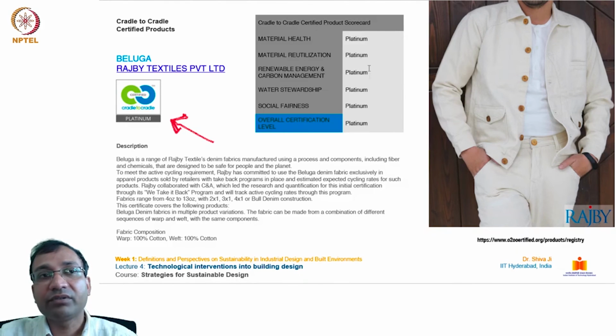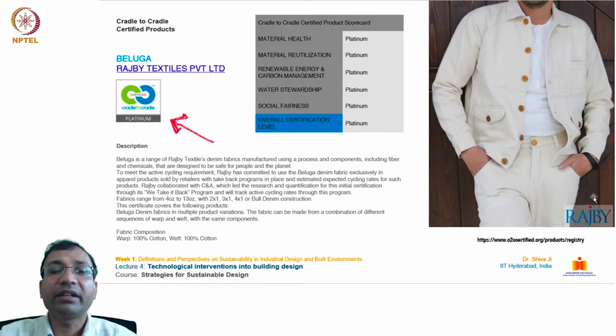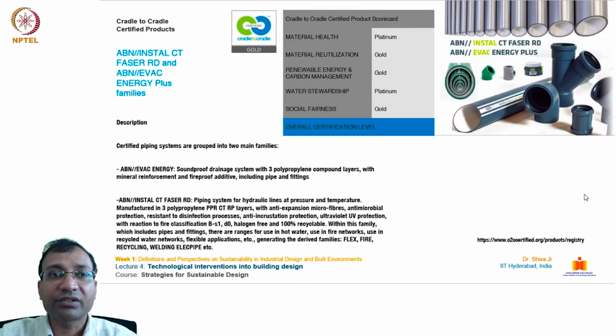And if you see the bifurcation of this Cradle to Cradle certified product scorecard, for material health they have received platinum. Material reutilization, renewable energy and carbon management, water stewardship, social fairness: in all of these they have received the platinum category, and in overall certification they have received platinum as well. You can see the design and the finish over here. From any angle, it doesn't look like it has come from a recycled source. So this is how value can be created by going for such methods.